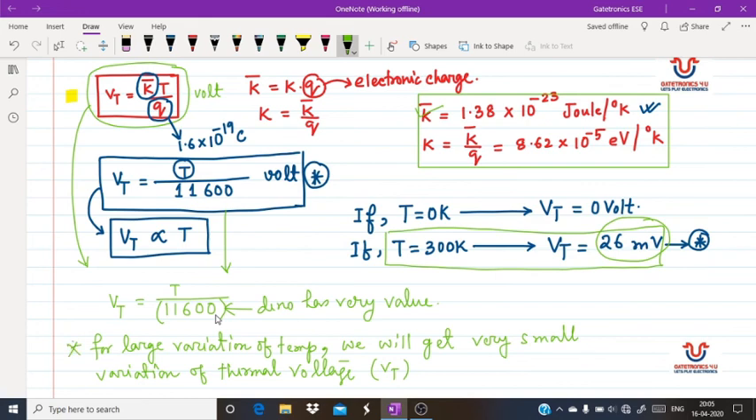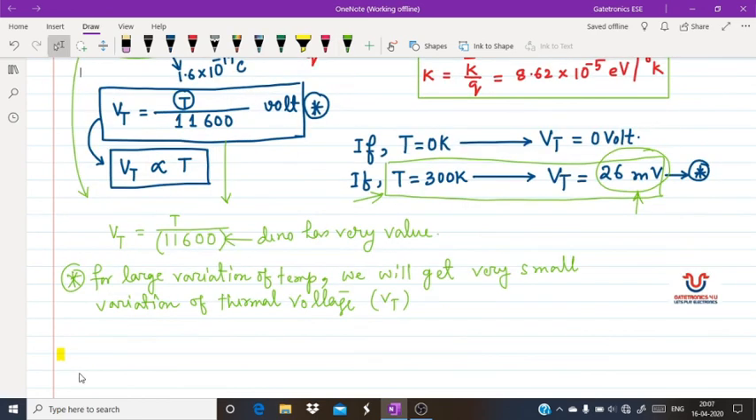This conclusion is very important with respect to this equation. So if we vary the temperature by a large value, then we will get an equivalent thermal voltage change of very small value. And another conclusion that can be drawn from this equation is that the standard room temperature corresponds to 26 millivolt of thermal voltage. So this is all about the voltage equivalent of temperature or thermal voltage with respect to electronic devices.